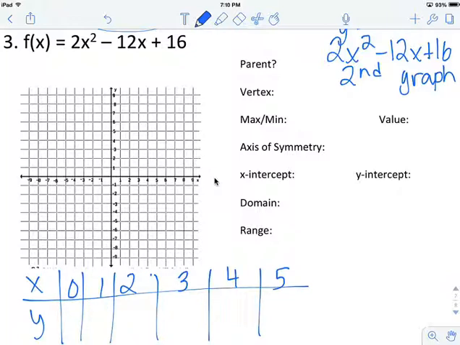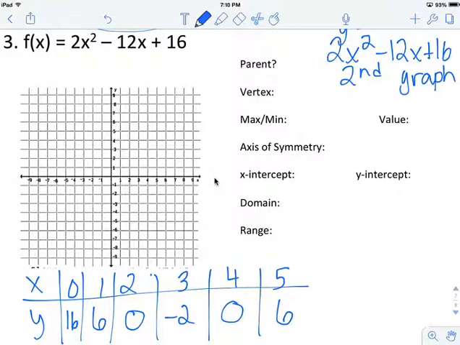If I plug in 0, we're going to get out 16. If we plug in 1, we're going to get out 6. If we plug in 2, we're going to get 0. If we plug in 3, we should get -2. 4 should give 0. And 5 should give 6.